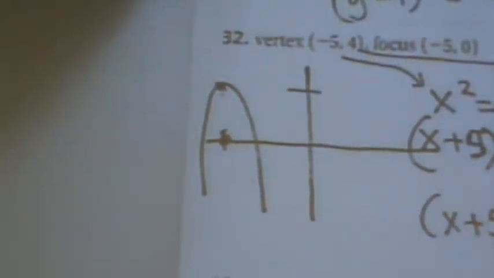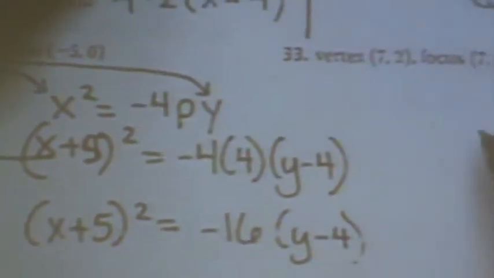Right? So how do you put your vertex in? The x goes with the x, and the y goes with the y. So it's going to be x plus 5 squared. What's the p-value? 4. And then y minus 4. Is there anyone that doesn't understand that p is 4? Okay, and the last one.